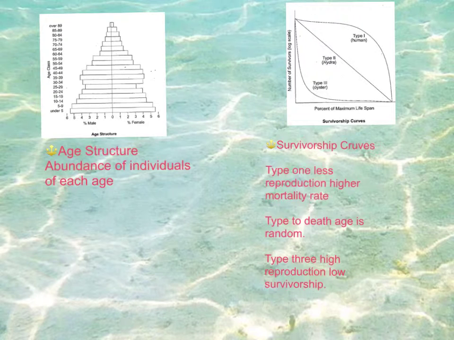Survivorship curves describe how the mortality of individuals in a species varies during their lifetimes. Here's a graph of age structure, and here's a survivorship curve.